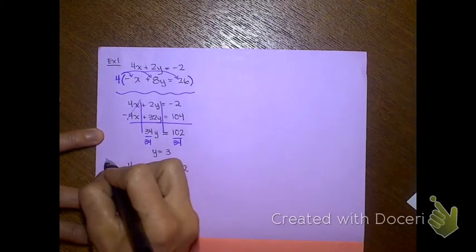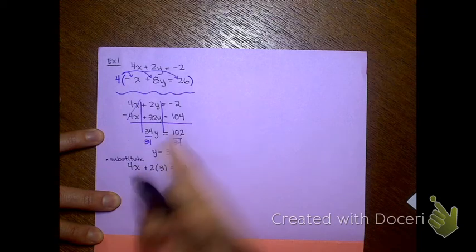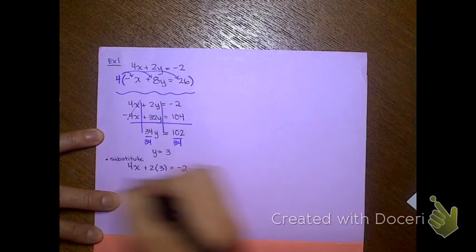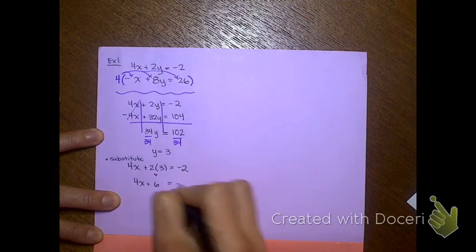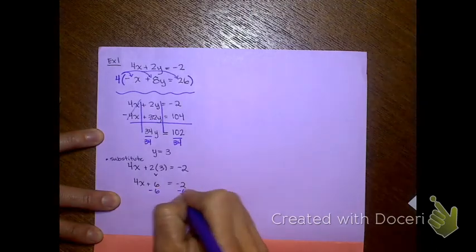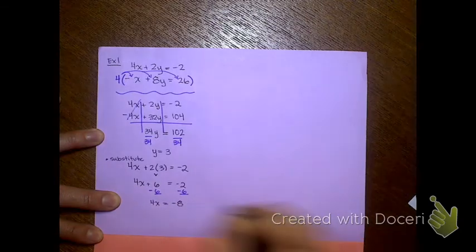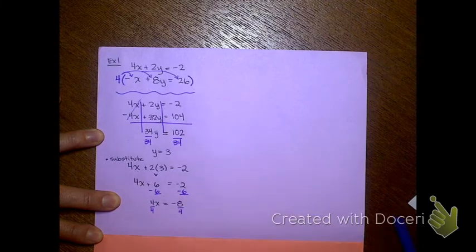All I've done in this step is substitute the value of y into that equation, right? Now I'm going to solve. What's 2 times 3? 6. And now, how do I finish solving that? Subtract. So we get 4x equals negative 8. And then what's my last step there? Divide by 4, right? So what do I get for my value of x?